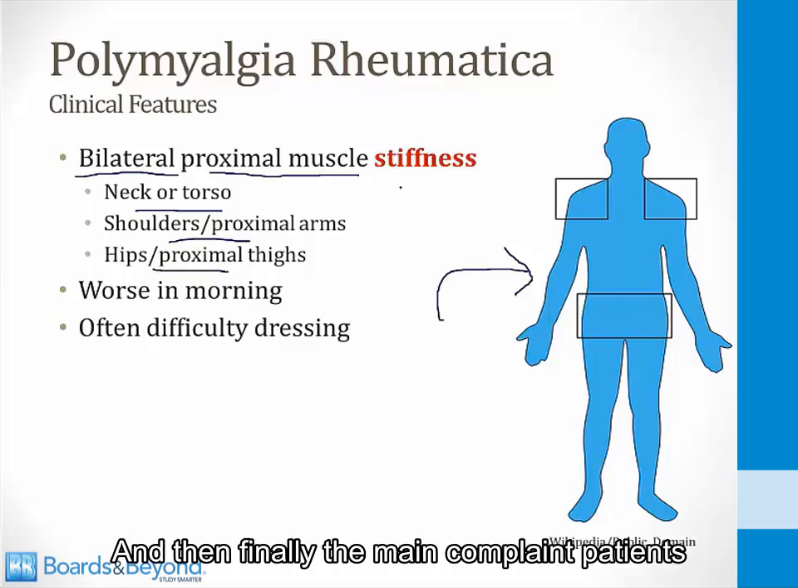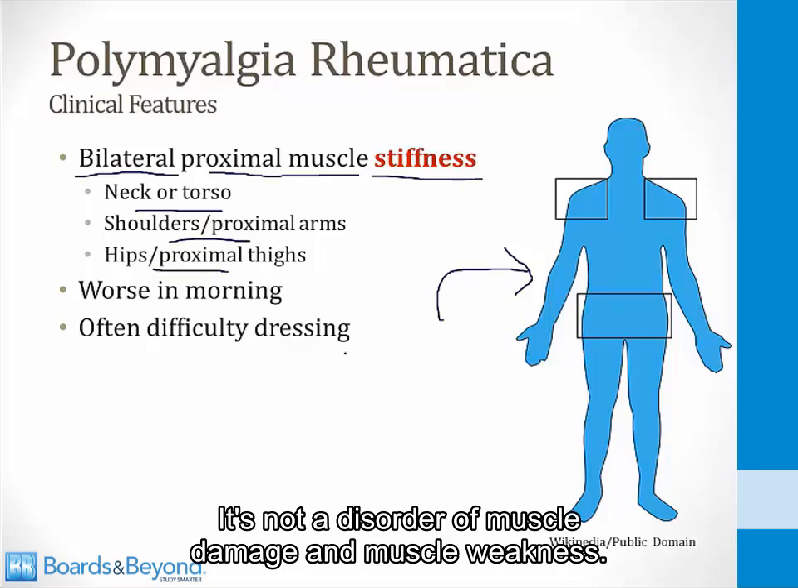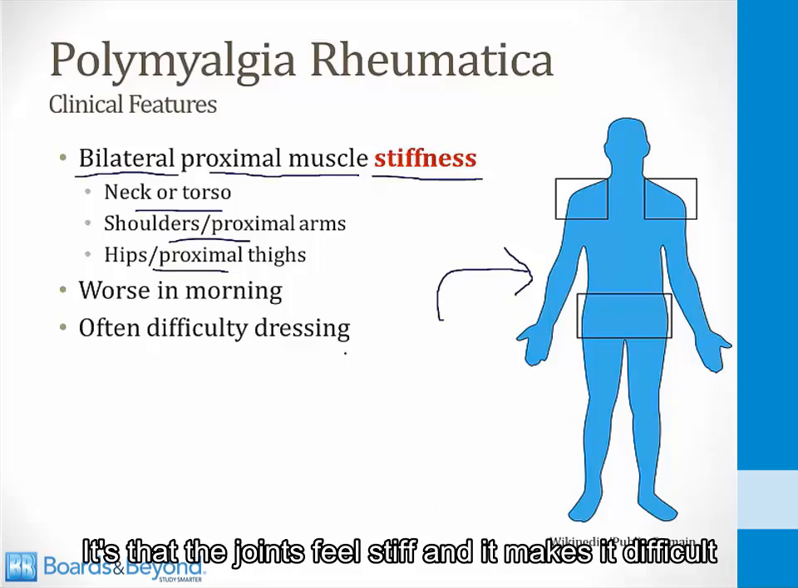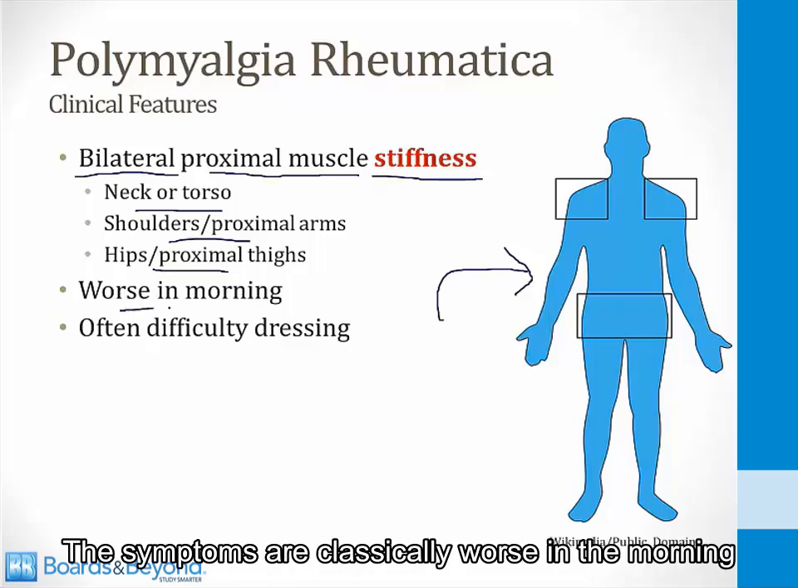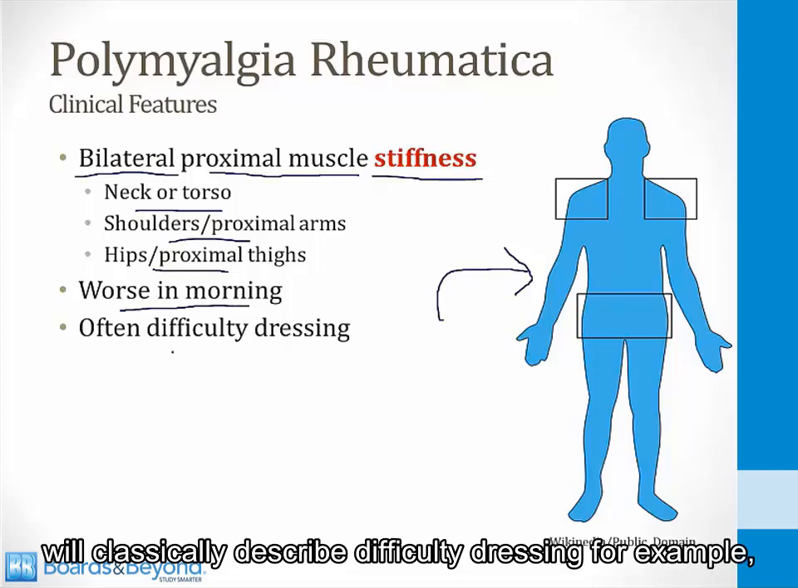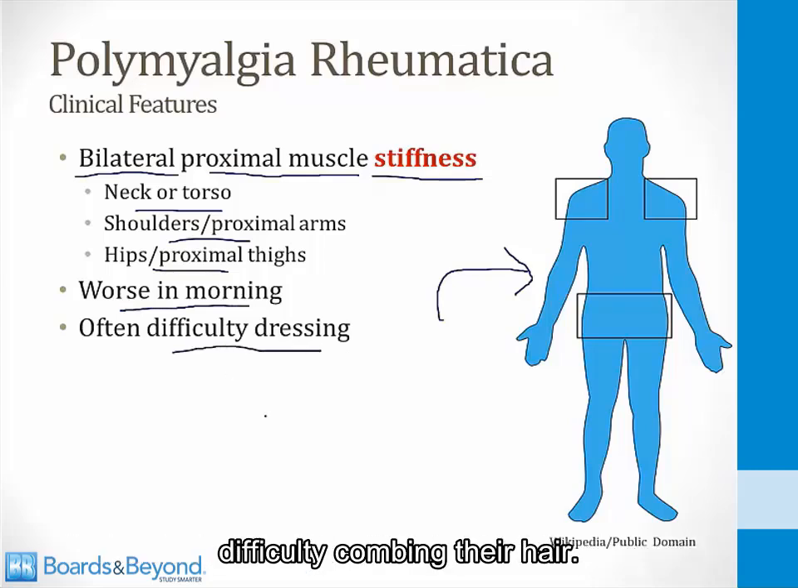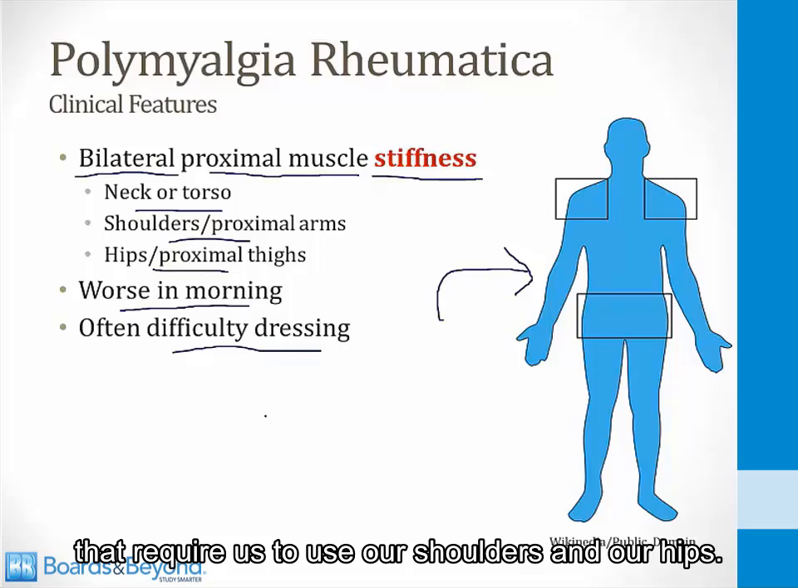And then finally, the main complaint patients have in this disorder is stiffness. It's not a disorder of muscle damage and muscle weakness. It's that the joints feel stiff, and it makes it difficult for the patient to use the joints when they want to. The symptoms are classically worse in the morning, so patients in a board question will classically describe difficulty dressing, for example, difficulty combing their hair. These are things we all do in the morning that will require us to use our shoulders and our hips.